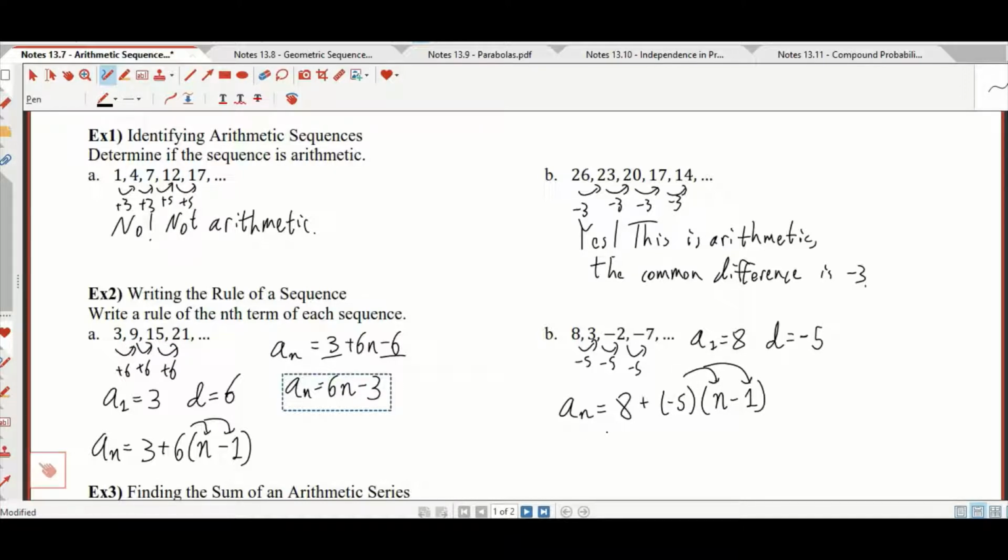Distribute into parentheses, and the nth term is going to be 8 minus 5n plus 5, because negative 5 times a positive n is a negative 5n. 8 plus 5 is 13, so I get a sub n equals negative 5 plus 13n. Oops, negative 5n plus 13.